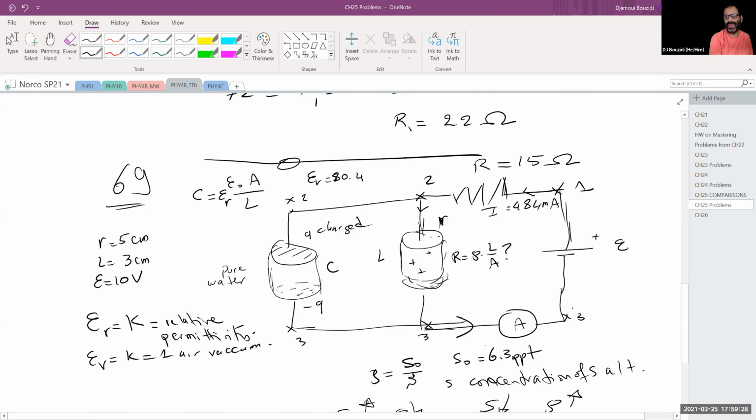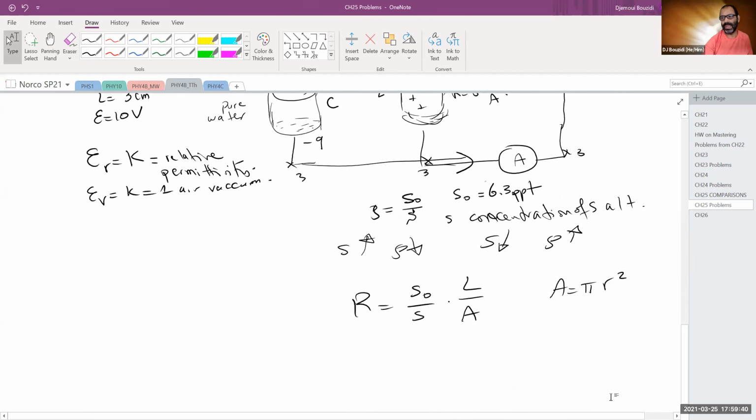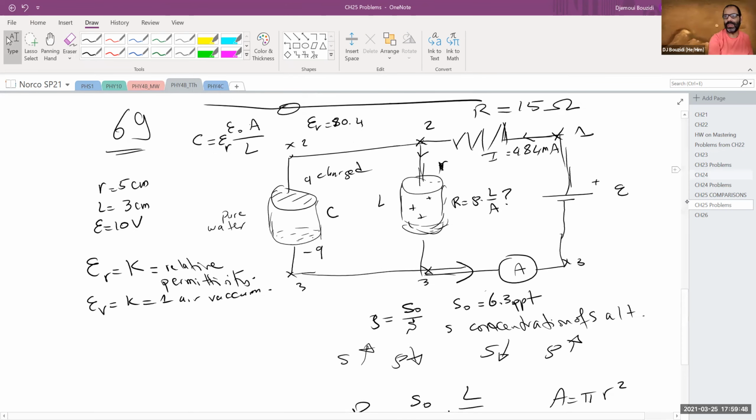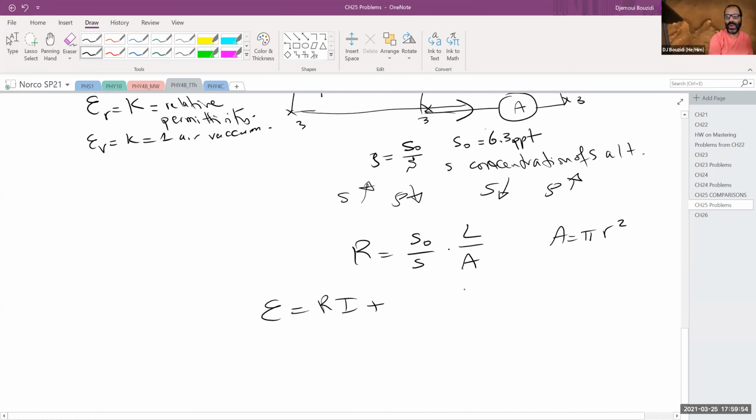So I say the voltage drop between 1 and 3 is the same as the voltage drop between 1 and 2, either way you take it, plus the voltage drop between 2 and 3, because 3 is all over in here. So that gives me epsilon at the end is going to be Ri plus the resistance for the water. I need to call it a different R than that one. So I'm going to call it Rw for water, times the current. Alternatively, if I go through the capacitor, it is going to be Ri plus the Q over C.